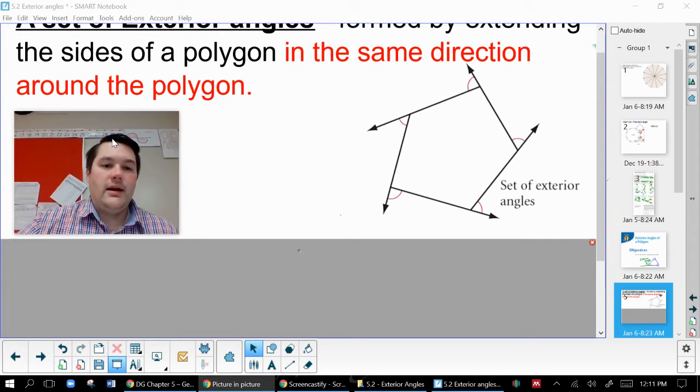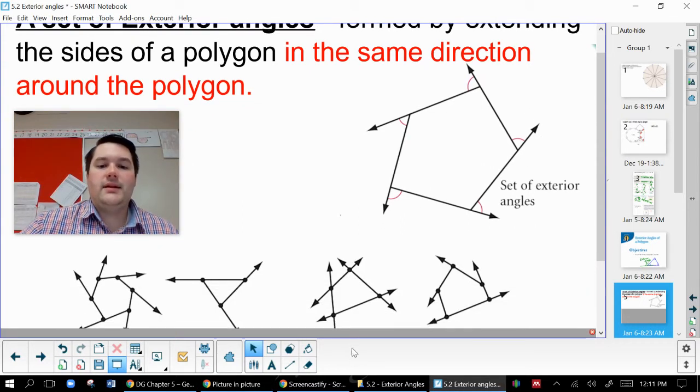The big thing we are not able to do is we can't ever have more than one angle at each vertex. Technically, this isn't too much of a problem, but we're talking about exterior angle sets like this, or this, or this, that kind of look like a pinwheel. They're extending in one direction.